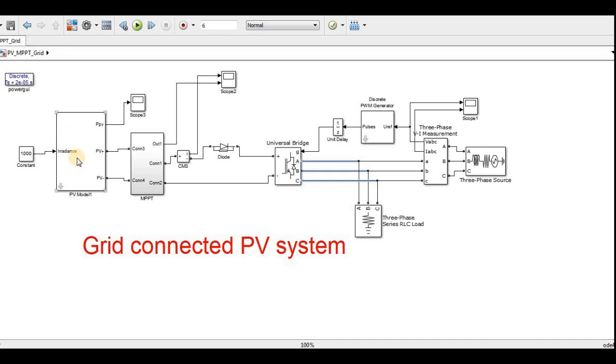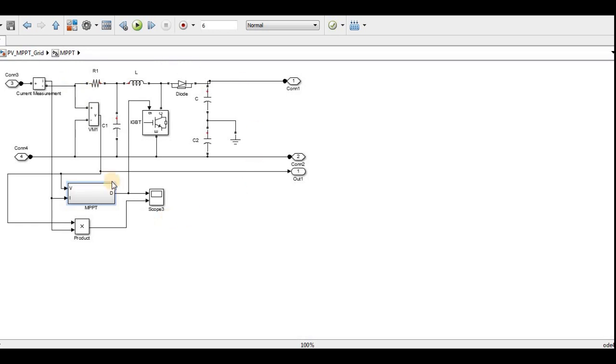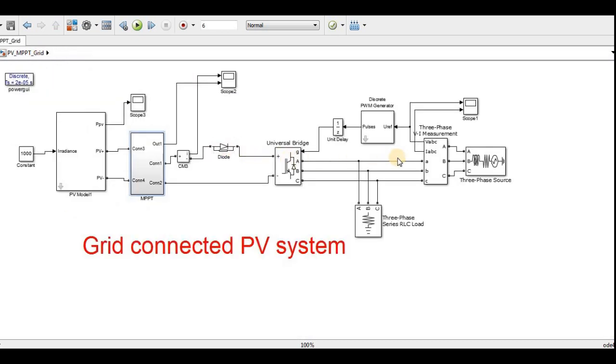See, this is the PV system. We have to operate at a particular voltage to get the maximum power. This is done by the MPPT controller, and here I am using the boost converter. So the input voltage will be adjusted according to my maximum power point, and my output voltage will vary according to transfer the maximum power to the grid.